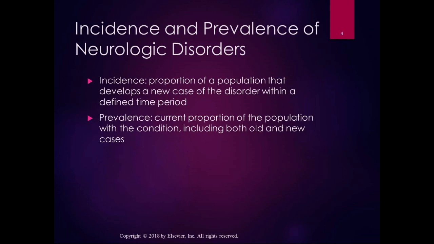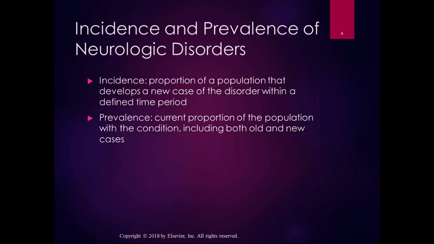Prevalence, on the other hand, is the current proportion of the population with the condition, including both old and new cases. That's typically reported per 1,000 people. So in the case of the dental cavities, the prevalence in that same group of people was 39 out of 40, indicating a prevalence of 975 per 1,000. So incidence is new cases developed within a defined time period. Prevalence is the current proportion of the population that has the condition, including both old and new cases.